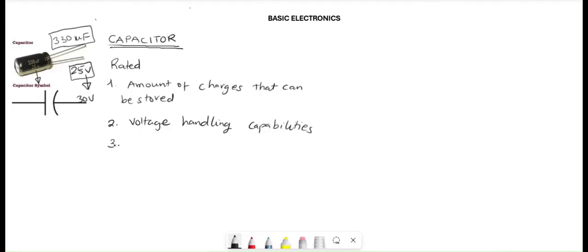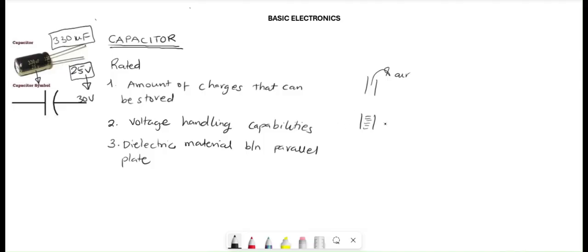Then the third property that we use in rating the capacitor is the dielectric material between the parallel plates. There are some capacitors whose dielectric material is simply air. You get it? So if I have a capacitor with foam, let's say, between the plates, the charges that will be built up will be different from the one that has air as its dielectric material.